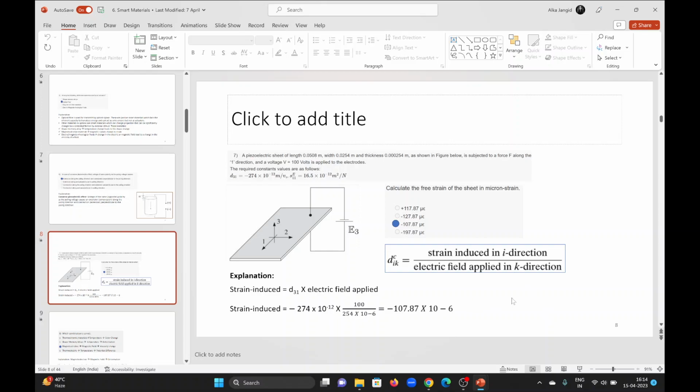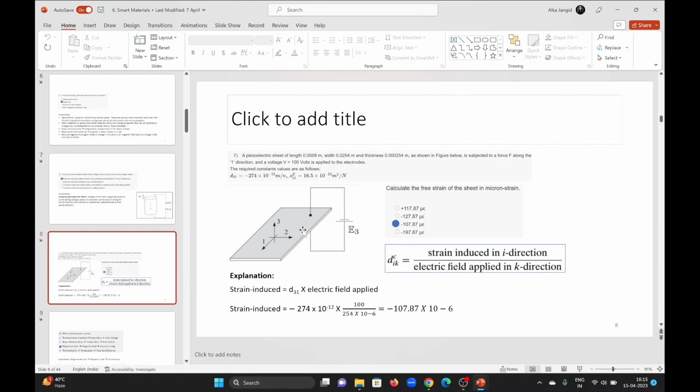Here, what do those 1, 2, 3 tell, madam? These are the directions. They are defining these constants in these directions, like D31, and they are also telling which direction the electricity is going in, for understanding that purpose.